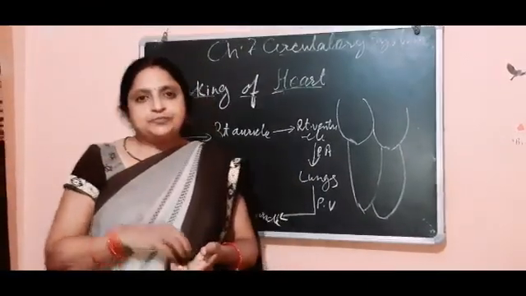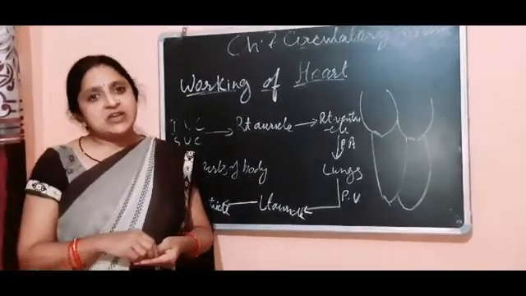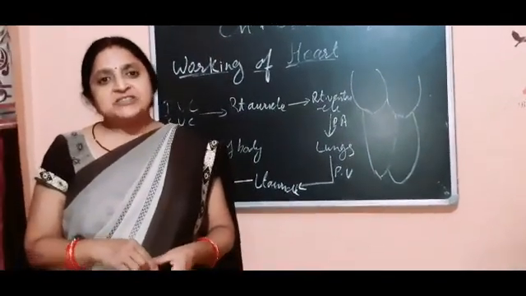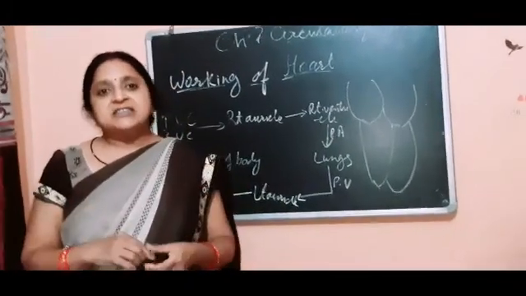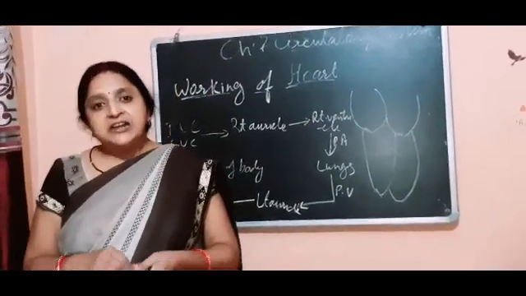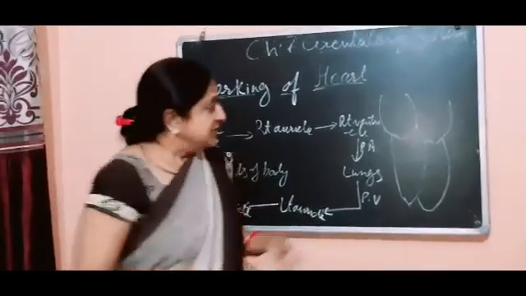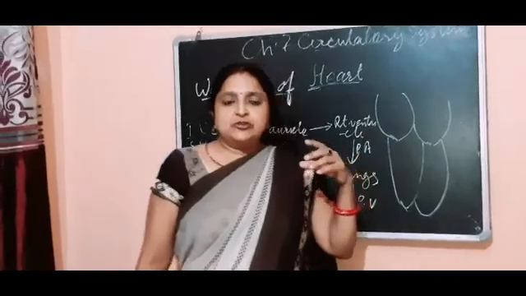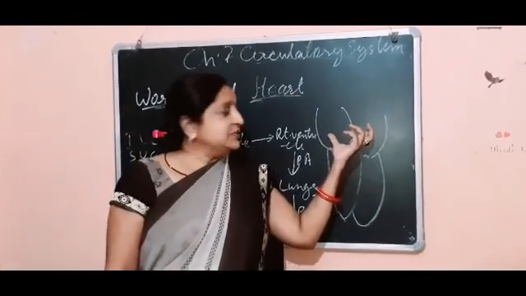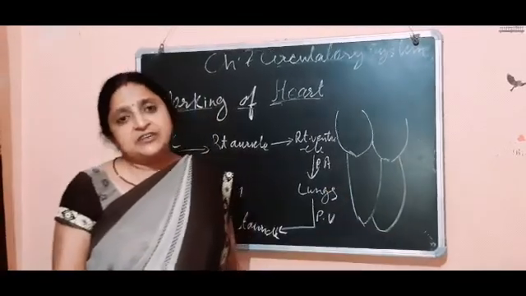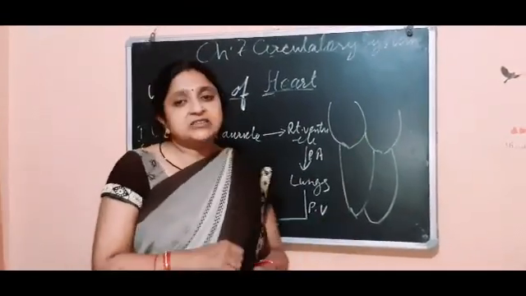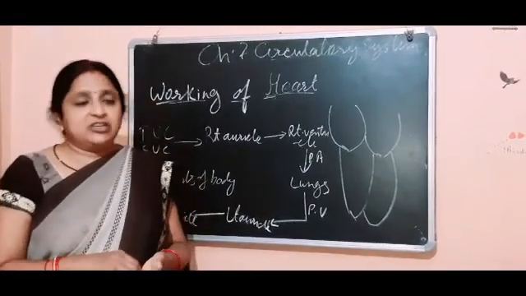Now there are two conditions: diastolic condition and systolic condition. When the chambers are in working mode, meaning when the blood is in the chamber, that phase is called the systolic phase. And when the chambers are empty, without blood, that phase is called the diastolic phase. Let me make it very clear that blood comes into both auricles at the same time, not alternately. Both auricles are equally in their working mode.